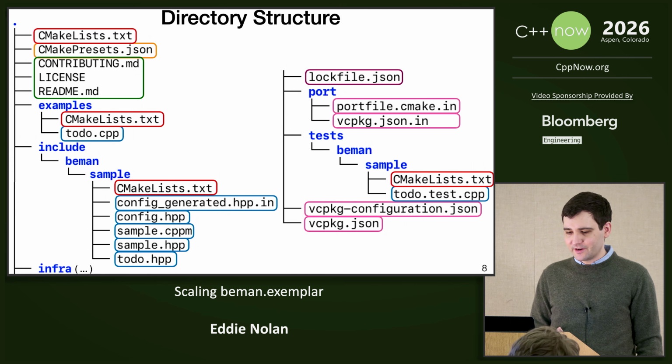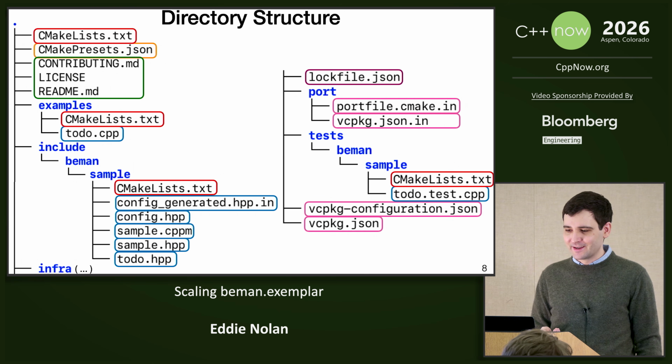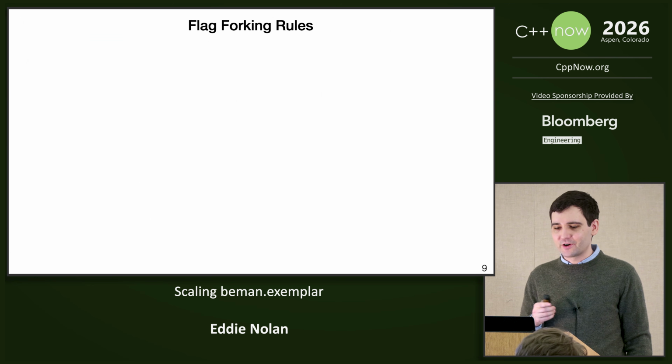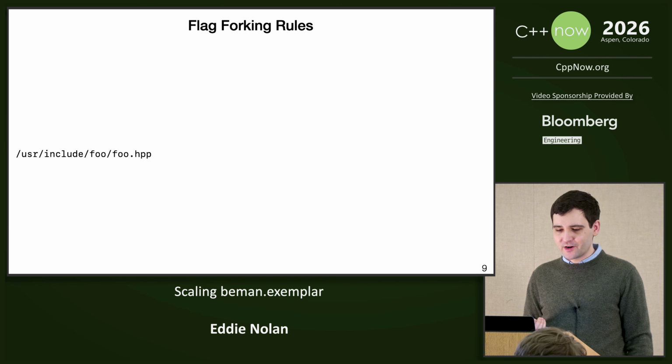The first thing that I wanted to talk about is this directory structure. You'll notice that we've got these two files, config.hpp and config-generated.hpp. The reason that we have that is the project has these flag forking rules. And we're all familiar with the ODR problem.